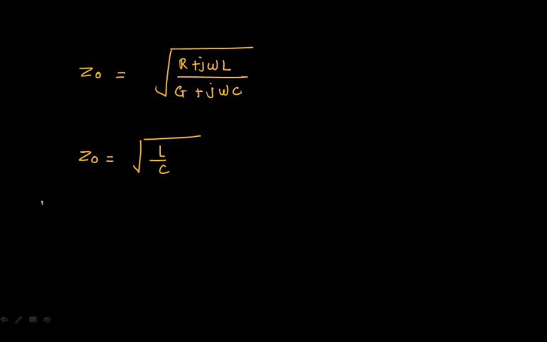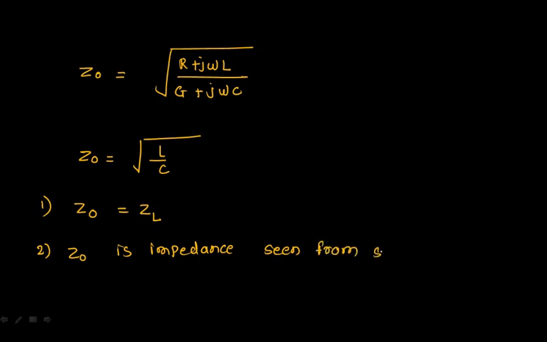So first thing, your Z0 must match to the ZL, or you can say ZL must match to the Z0. The second, the impedance seen from the sending end of the infinitely long line. So I can say this Z0 is an impedance seen, you can say, from the sending end of a line of infinite length.